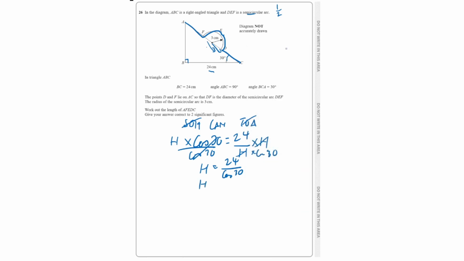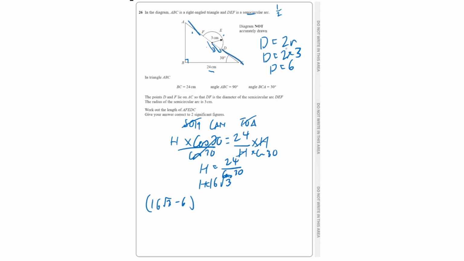So the hypotenuse is 16 root 3, but we don't want the whole hypotenuse. We simply want AF and DC. So we can actually remove the diameter. The diameter is twice the radius, and since the radius is 3, that means the diameter is 2 times 3, which is 6. So that means we have 16 root 3 minus 6 gives us the length AF and DC.